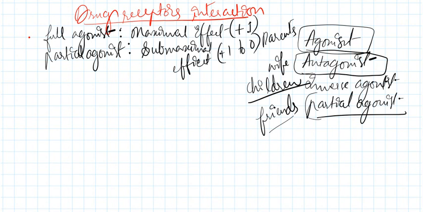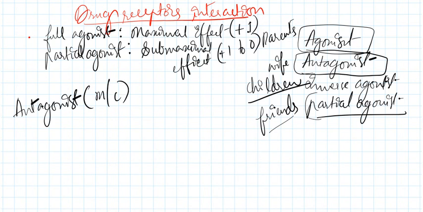Now antagonist. This is the most common feature that most of the drugs exhibit. Antagonist is the wife. It simply blocks. It blocks the effect. It will make sure that you will not show any effect. So 0. Wife is an antagonist. Inverse agonist, children.